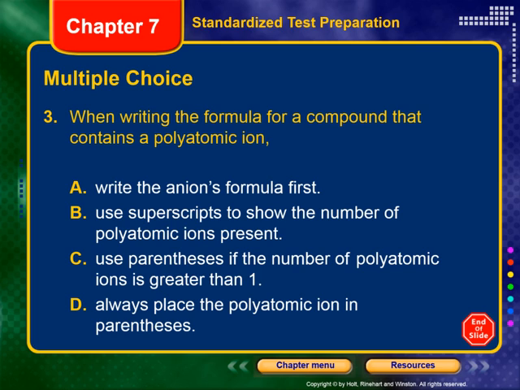When writing a formula for a compound that contains a polyatomic ion, should we write the anion's formula first? Use subscripts to show the number of polyatomic ions present? Should we use parentheses if the number of polyatomic ions is greater than 1? Or should we always place the polyatomic ion in parentheses? I'm going to press pause now.